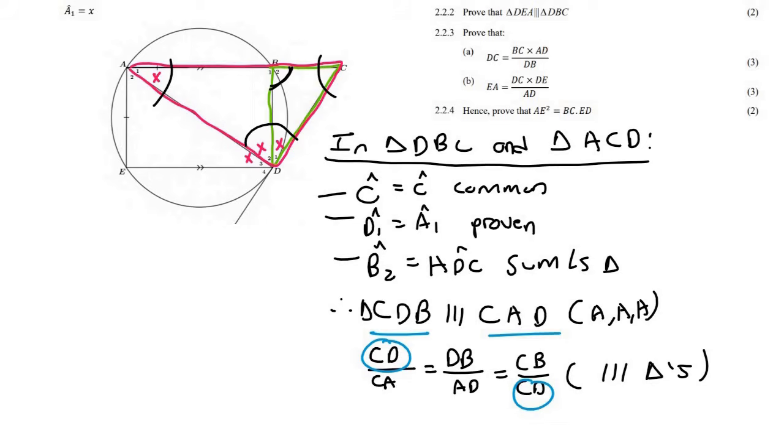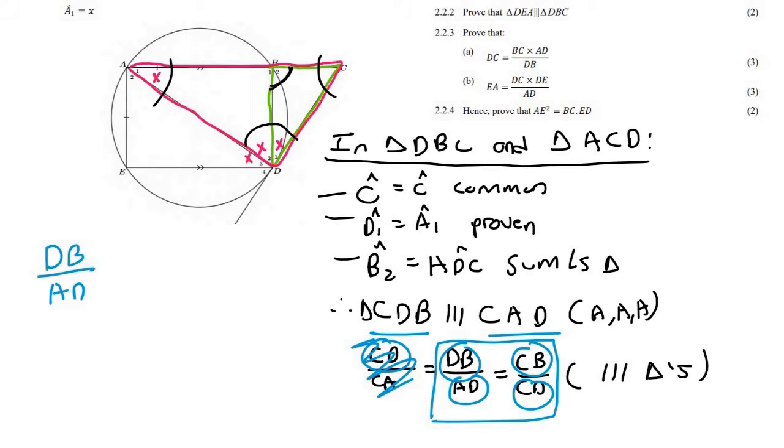And then we've got, they want BC, so BC, yes, we have that one. And AD, yes, we've got that one. And DB. Oh, okay, so I see what's happening. We don't need this one. We can ignore that one completely, and we can just go with this one over here. So we can say DB over AD is equal to CB over CD.